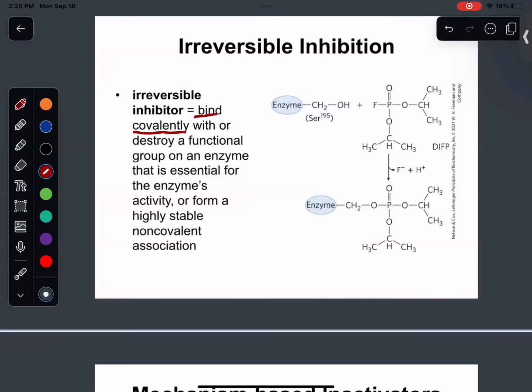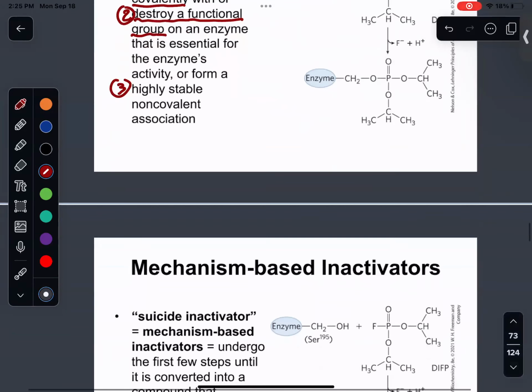So here, 1, 2. Or they can form a highly stable non-covalent bond formation. So number 1 was bind covalently, number 2 was destroy the functional group, and 3 is form a highly stable non-covalent association. Okay, moving forward.